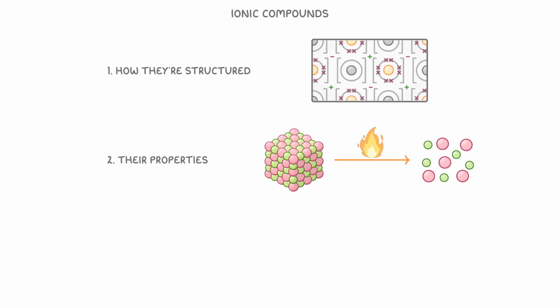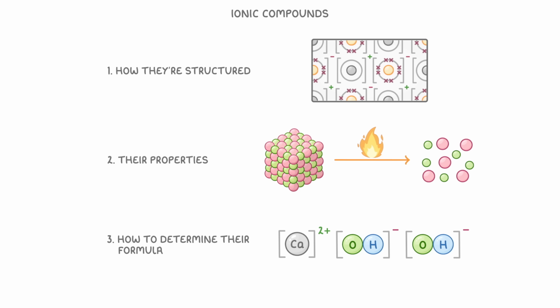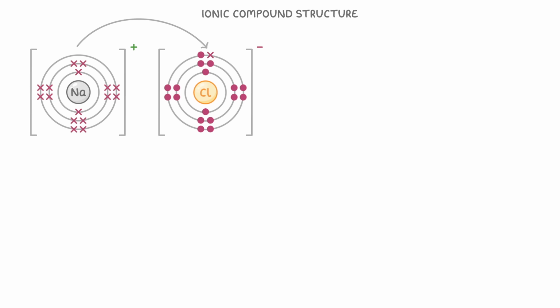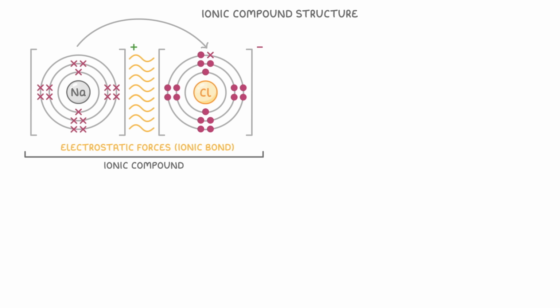In today's video, we're going to take a look at ionic compounds, with a focus on how they're structured, what their properties are, and how we can determine their formula. If you remember ionic bonding, it generally involves a metal atom, like sodium, transferring one or more electrons to a non-metal atom, like chlorine, to form two oppositely charged ions. And these two ions will then be attracted to each other by electrostatic forces, forming an ionic bond. And we call the entire thing an ionic compound.